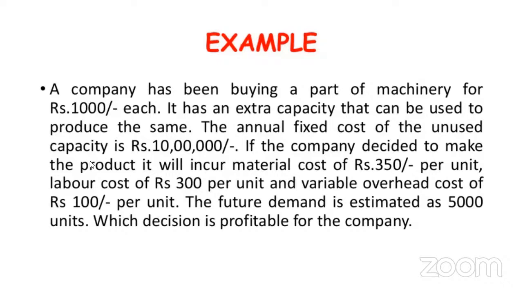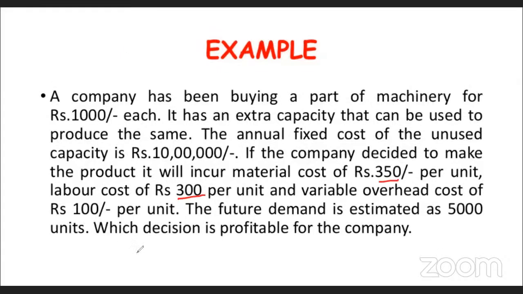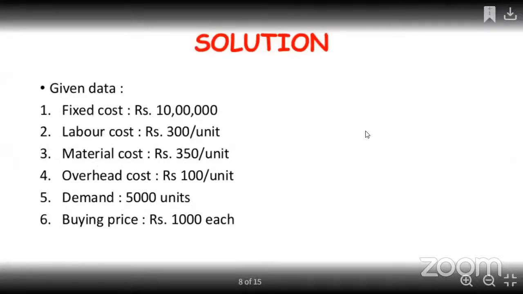Using the simple formula, what is the cost of this product? 350 plus 300 is 650, plus 100, 750 rupees. So if you produce the product, the cost is 750, only for variable cost. And the same product the company is buying from outside for ₹1,000. The company is spending ₹1,000 to buy the product from outside. So if the company produces at 750, we'll see what the decision is, whether it is profitable or not to make the product. Fixed cost is 10 lakhs and these are the expenses. The demand is 5,000 units. The buying price is ₹1,000.